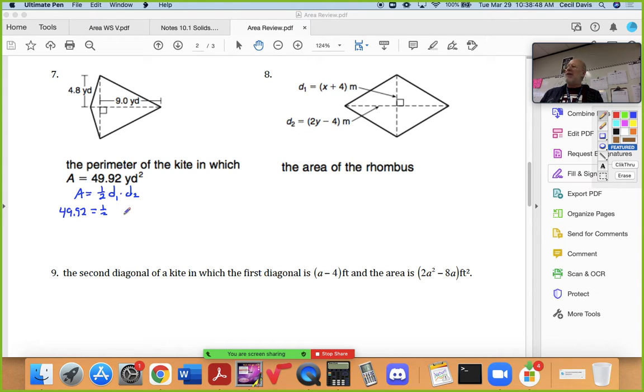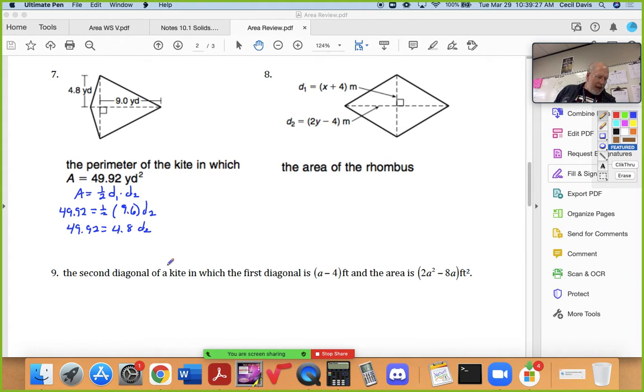And we know one of the diagonals, right? Yeah. It's how long? Double 4.8, so it's 9.6. Good. Or, if you want to be really lazy about it, isn't half of one diagonal 4.8? So you could just put 4.8 times d2. Okay? So we've got 49.92 is equal to 4.8 d2.